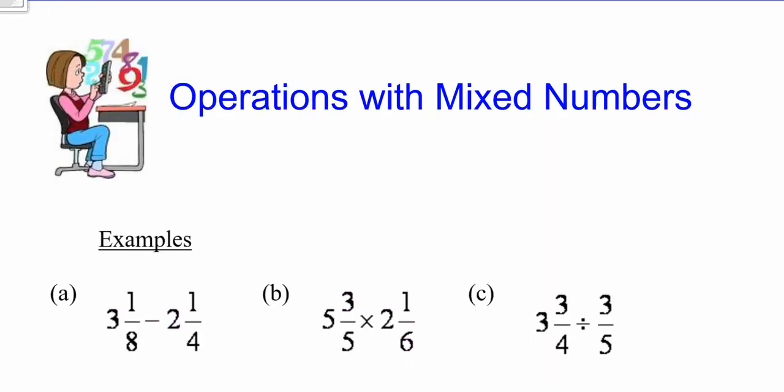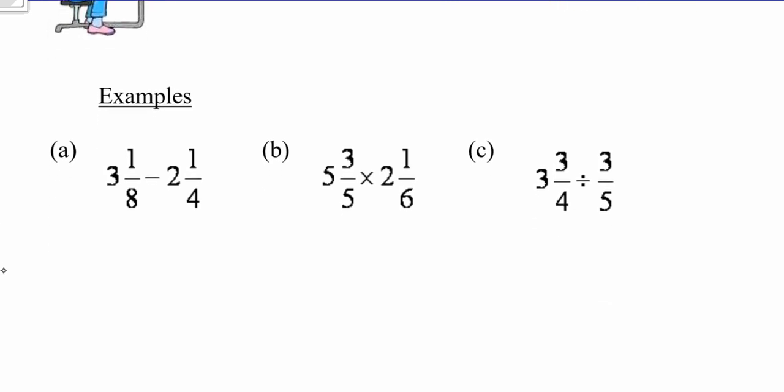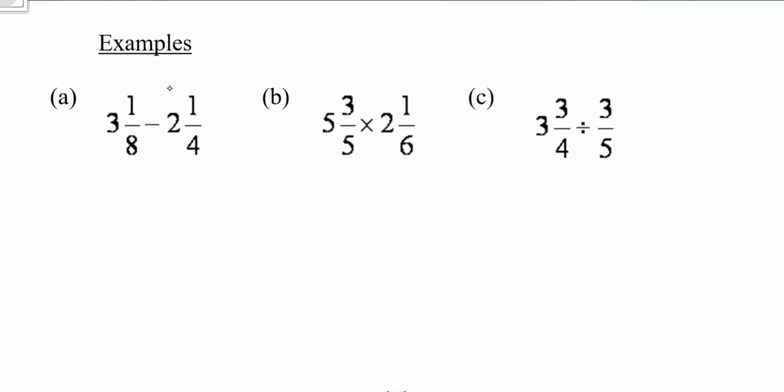So let's just look at a couple examples of why we would want to use that. Again, it's going to make our life a little bit easier in terms of calculations. So for example, in this one here, anytime you see mixed numbers, the very first thing that you're going to do is turn them into improper fractions. So 3 times 8 is 24, plus 1 is 25/8. And 2 times 4 is 8, plus 1 is 9/4.